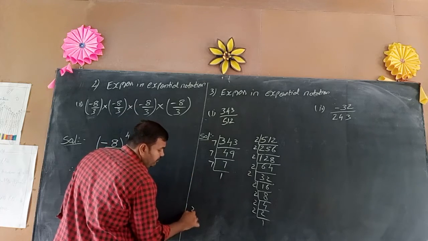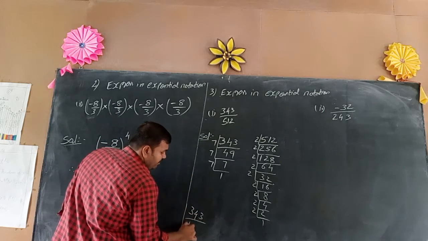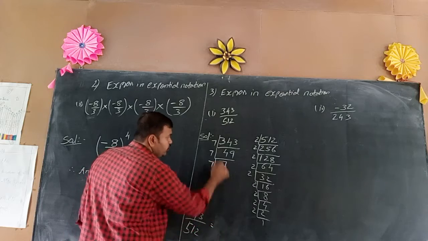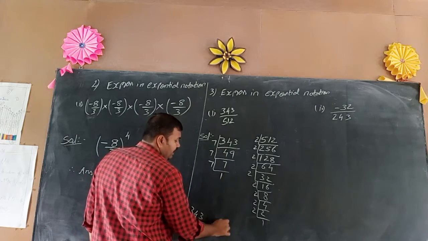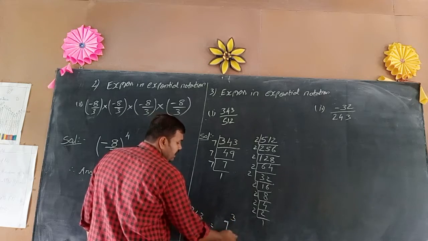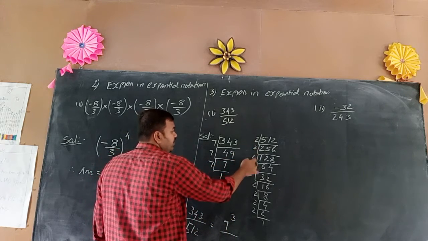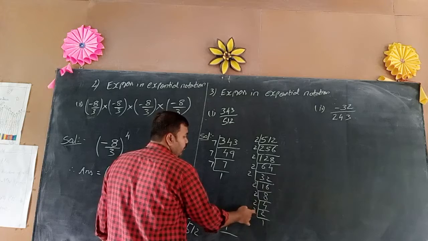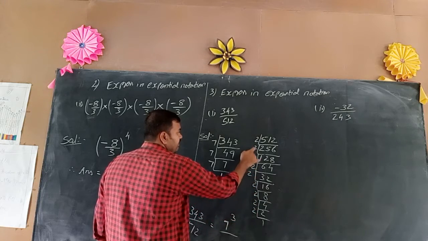Now this 343 by 512. In this one we got 7. How many times is the 7? 1, 2, 3. So write 3. 7 power 3 by 2, and the 2 is repeated 1, 2, 3, 4, 5, 6, 7, 8, 9 times.